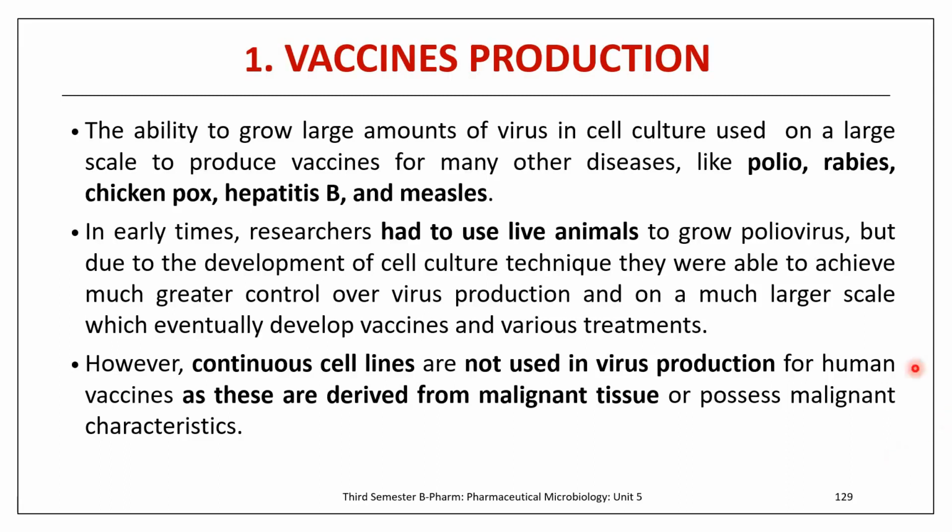So in order to produce some viral vaccines like polio, rabies, chickenpox, hepatitis vaccine, and measles, we need to culture the viruses. So in order to culture the viruses, we will use animal cell culture for continuous growth, for virus production and also for the production of vaccines from viruses.